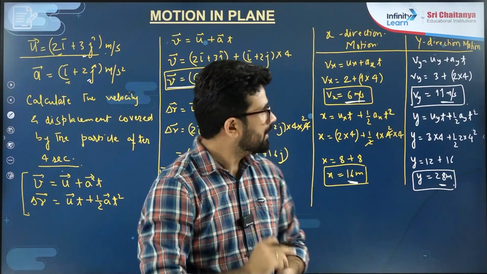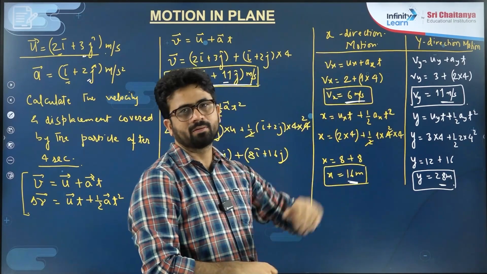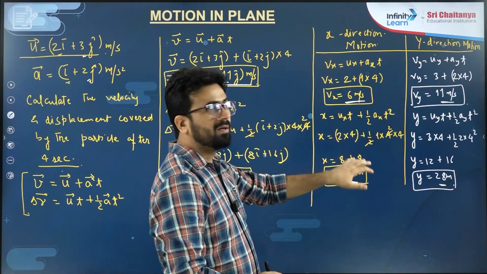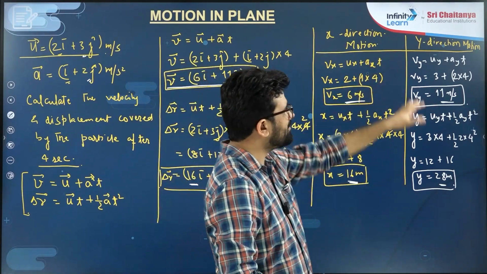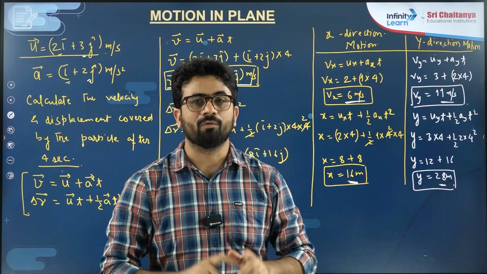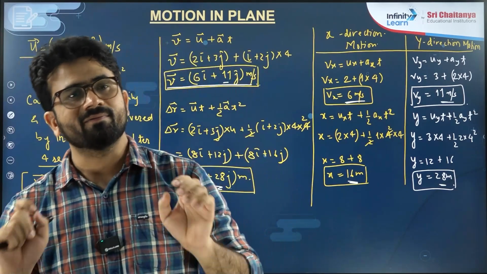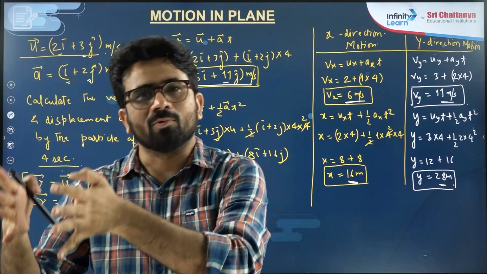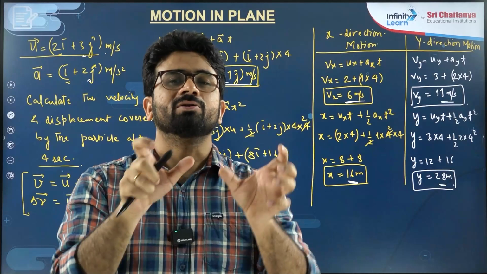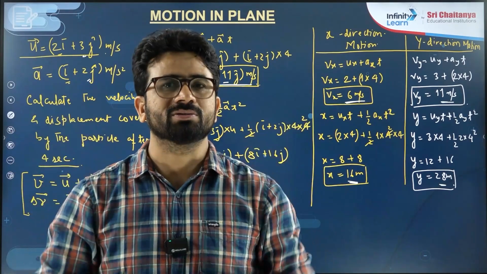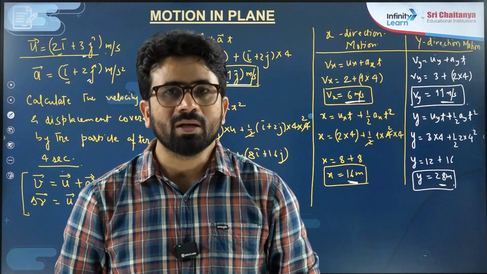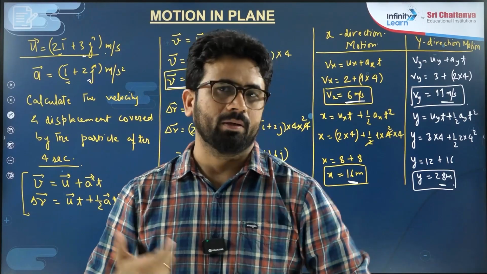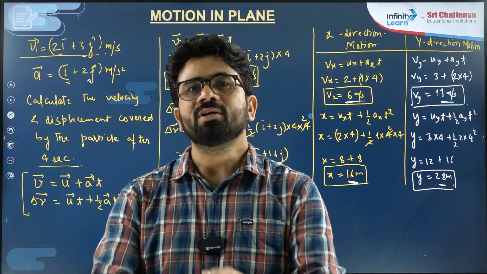But wait, when I was solving x in the second method, I was not looking for the y. When I was solving y, I was not interested in x. What is the meaning of that? The meaning is very simple: x direction motion and y direction motion are two independent motions. When two independent motions are clubbed together, we call it motion in plane.